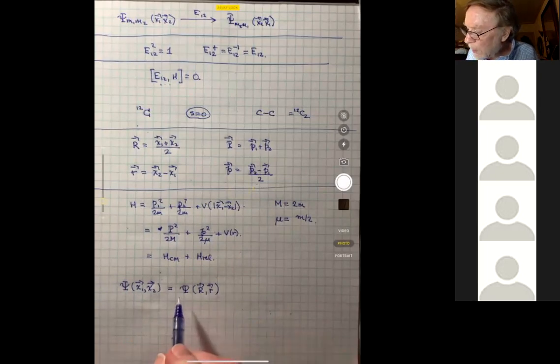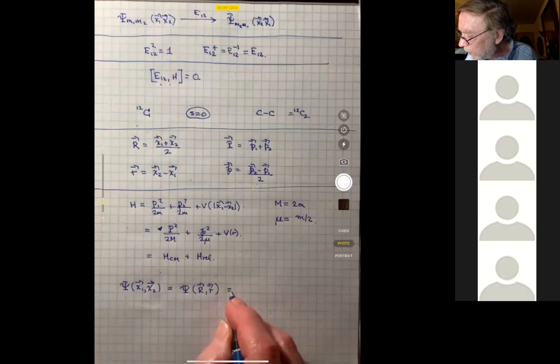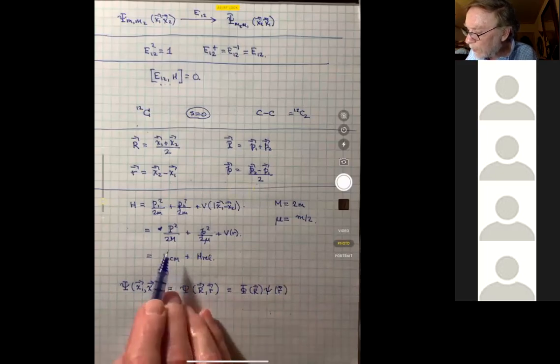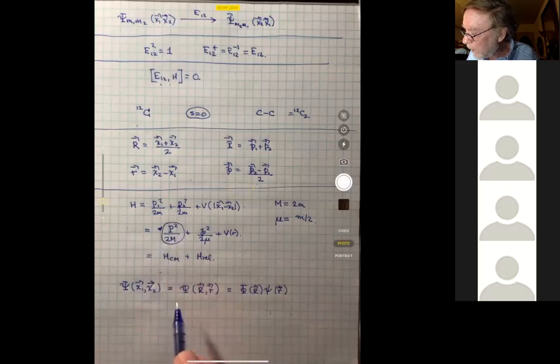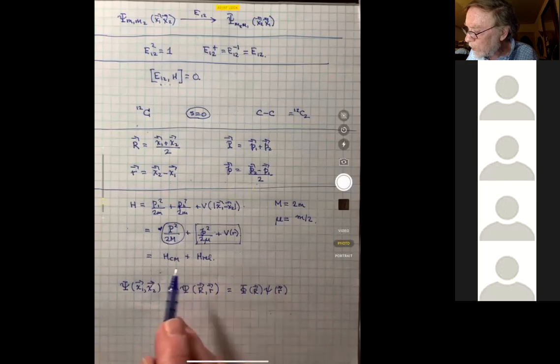If we want capital psi to be an energy eigenfunction of H, then eigenfunctions exist in factored form because the Schrodinger equation is separable. In fact, we can write this as capital phi of capital R multiplied times some lowercase psi of lowercase r, in which capital phi is an eigenfunction of the center of mass Hamiltonian, which is just a free particle, as you can see, and lowercase psi is an eigenfunction of the relative Hamiltonian, which is a one body central force problem, again, just like we did last semester.